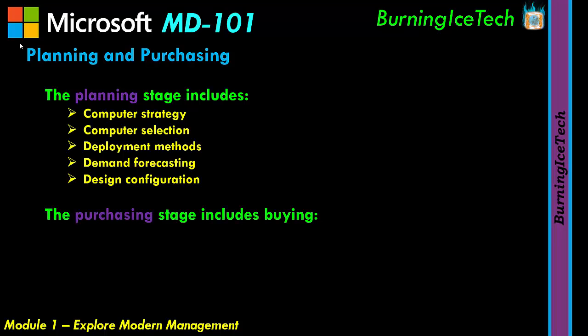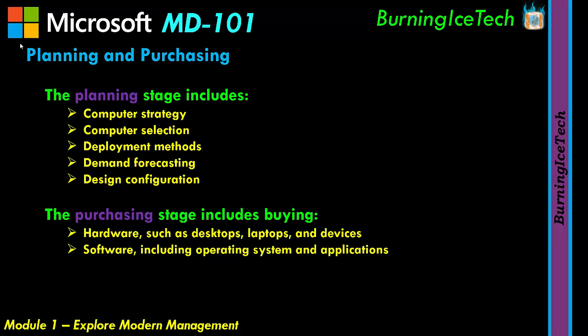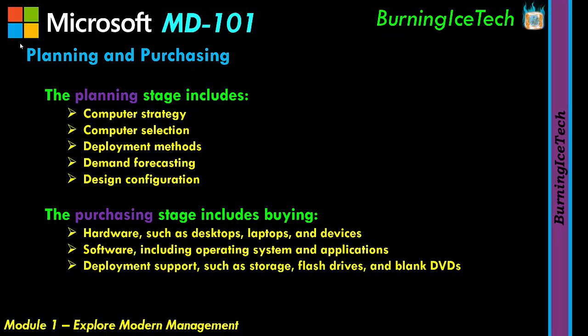Here we've got the purchasing stage, which includes buying some of the following. So this includes hardware, such as desktops, laptops, and other devices. This could be access points, routers, firewalls, tablets, phones, and the list goes on. You can use your imagination. Other things you might need to buy are software, including operating systems and applications. It could be deployment support, such as storage, flash drives. Heck, this could even be your traditional good old-fashioned blank DVDs if you still do stuff old school, although I find the last one unlikely.